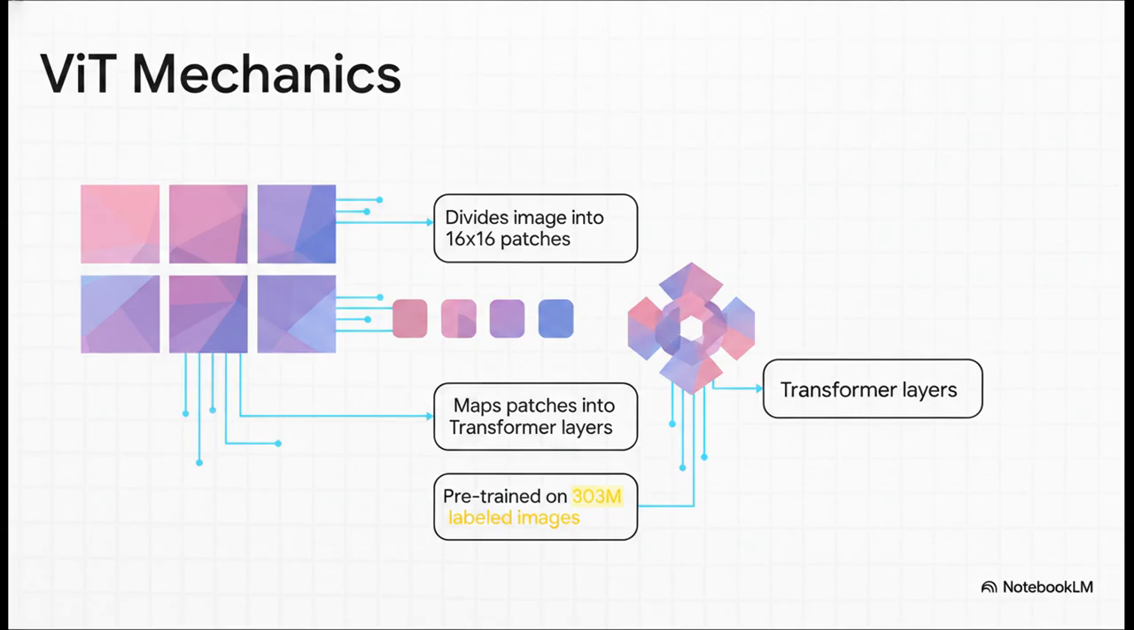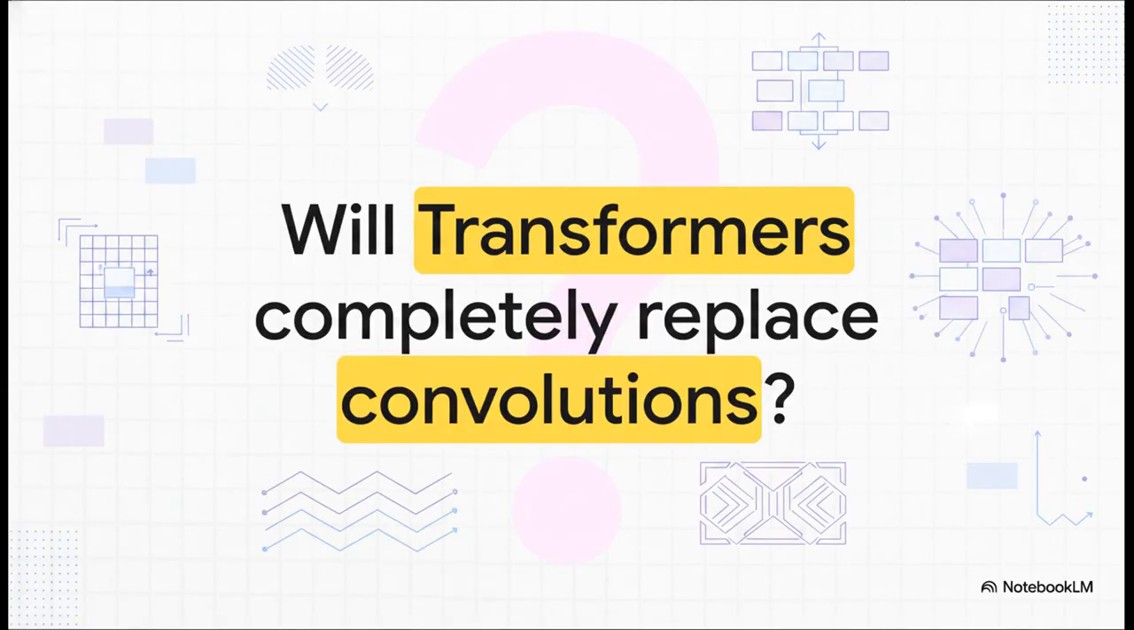By pre-training on a massive dataset of 303 million labeled images, the network uses global self-attention to understand the entire image holistically. It completely bypasses the need for traditional convolutions. Mind-blowing, right? So, this leaves us with a massive industry-defining question. Will transformers completely replace convolutions in vision?